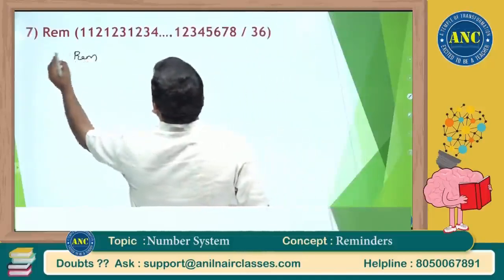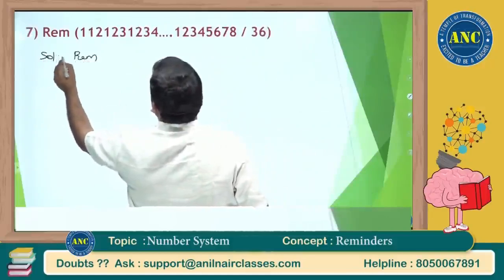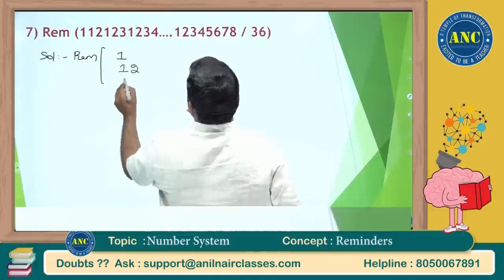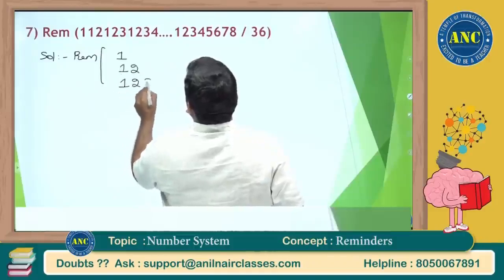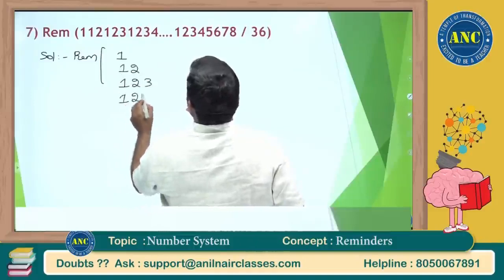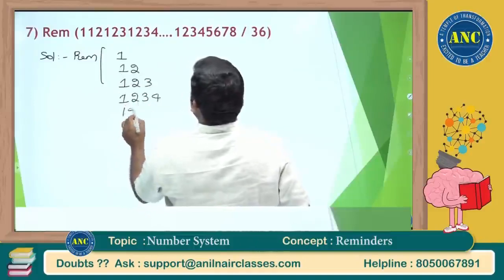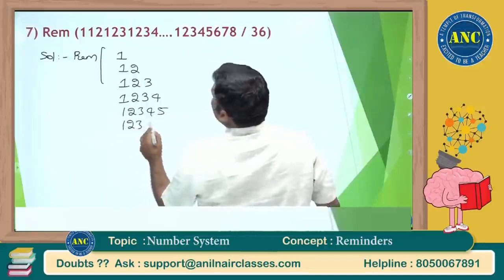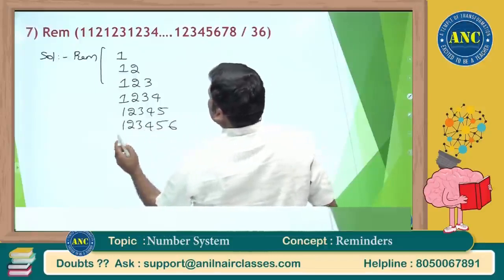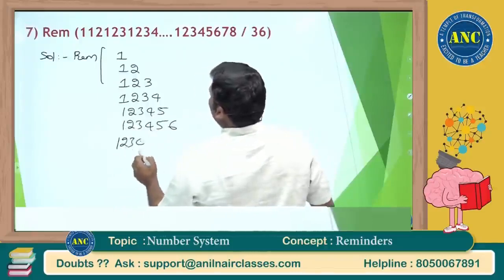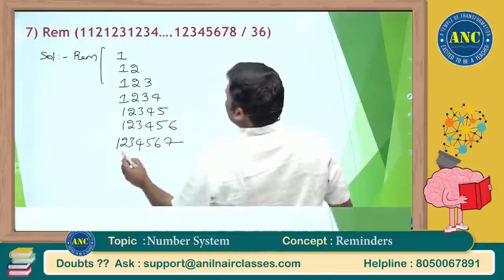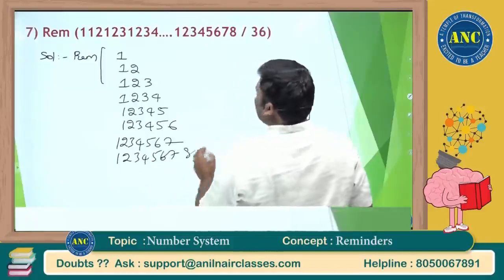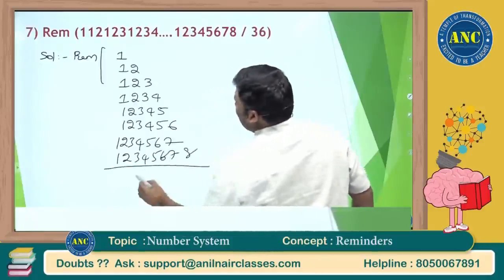The best thing about this question is to write it like this. I'll tell you why I am writing it like this. 1, 1, 2, 3, 1, 2, 3, 4, 1, 2, 3, 4, 5. In fact, you don't need to write all this. 4, 5, 6, 7, 1, 2, 3, 4, 5, 6, 7, 8, till 8. It is divided by 36.